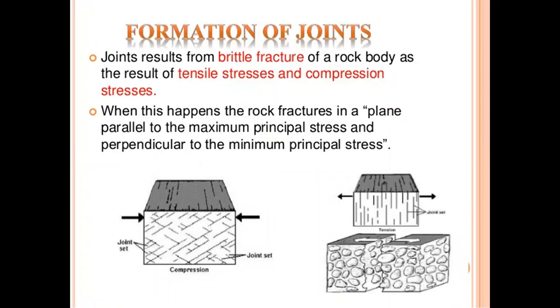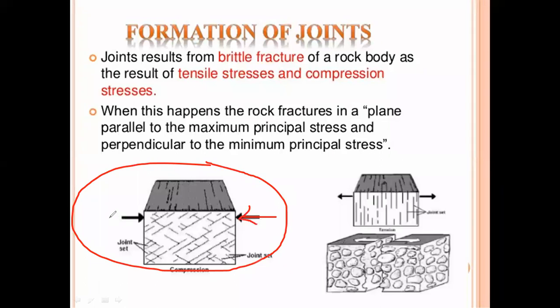Now, why are the joints formed in the rock? Look here in this block. This is one rock block. Now when pressure is applied from different directions, due to that pressure these cracks or fractures are developed within that rock, and those cracks or fractures are considered as joints. So when the pressure is applied from opposite directions, the cracked joints are developed in any direction.